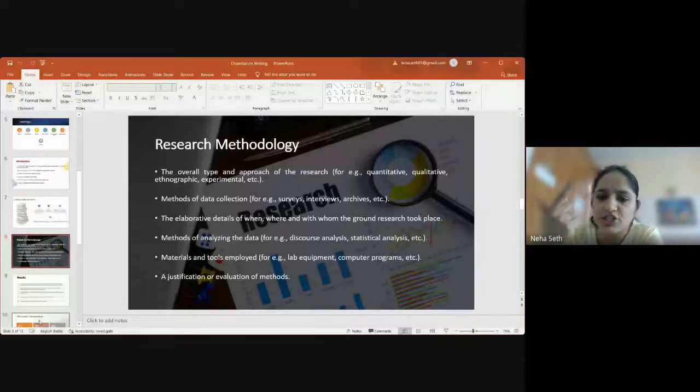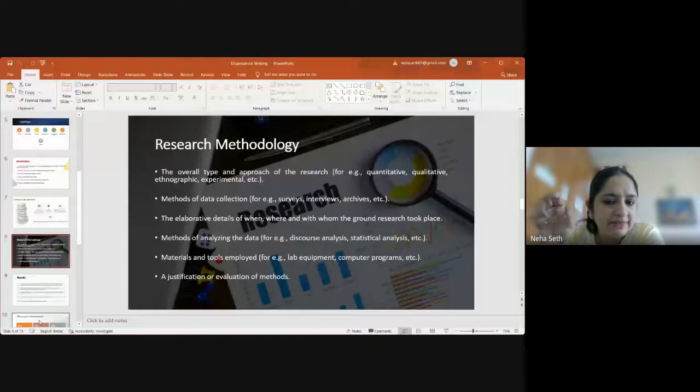Like what kind of research you are doing, whether it is a quantitative research, a qualitative one, maybe it is just a conceptual research, or maybe an empirical study, or an ethnographic study. So what kind of research you are doing has to be mentioned in the research methodology chapter. The method of data collection, how you have collected your data. Maybe you have used different kinds of surveys, or interviews, maybe you have used archives, or whatever the source of your data is, and what kind of data you are collecting, you have to mention here in the research methodology chapter.